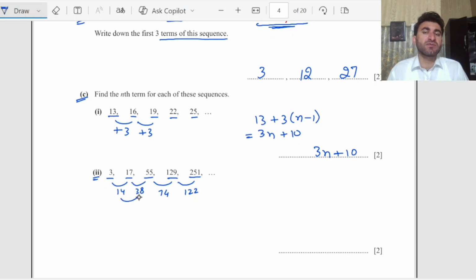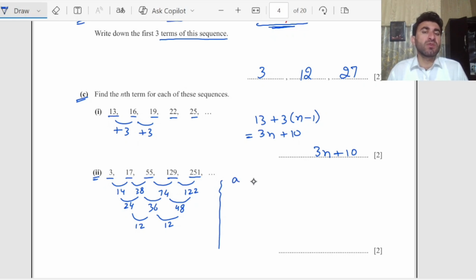Now find the second difference. 38 minus 14 is 24. Then 74 minus 38 is 36. Then the difference of 122 and 74 is 48. So as we see, the second difference sequence is also not a constant sequence. Now find the third difference, and 36 minus 24 is 12, and the same is the difference of 48 and 36. So it is a cubic sequence.